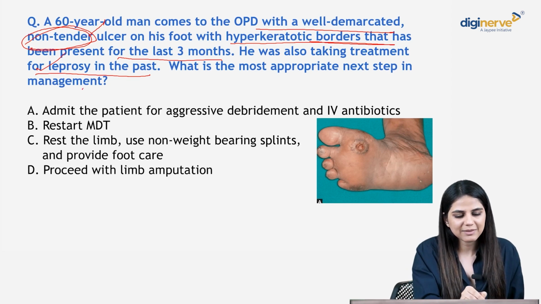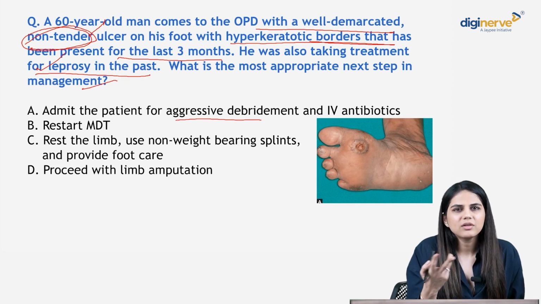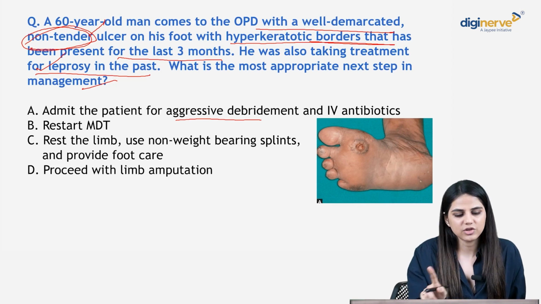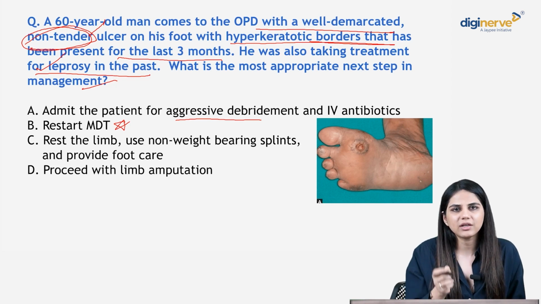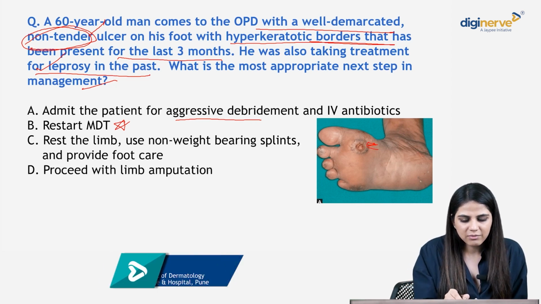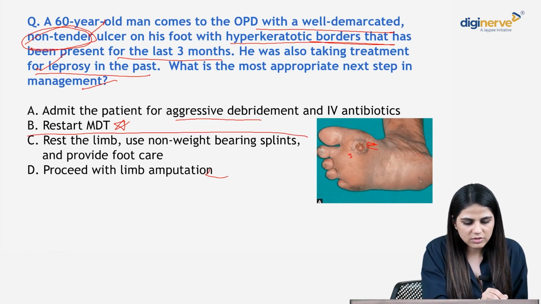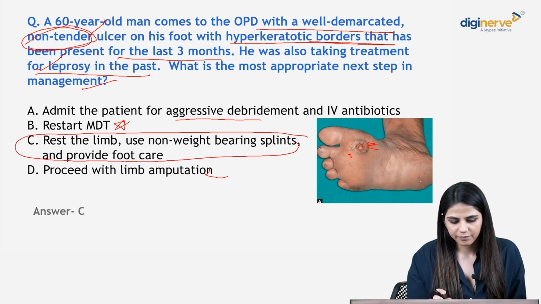Most appropriate next step of management. Aggressive debridement, IV antibiotics. It is not infective, so why do we need to debride it aggressively? They have not mentioned infection here. Restart MDT. No, there is no need to restart MDT if the entire duration is complete. This can be a residual deformity here. Remember that. Proceed with limb amputation. For a little ulcer, why are we amputating the limb? So logically also, rest the limb, use non-weight-bearing splints and provide foot care is the correct answer. The answer is C.